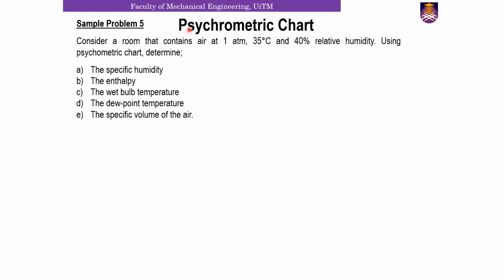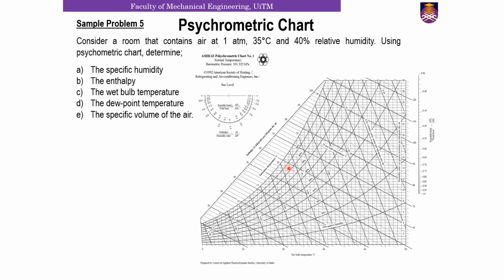We need two parameters in order to use the psychrometric chart. What is given to you is the dry bulb temperature at 35 and the relative humidity at 40%. So use the psychrometric chart to find these 5 parameters: specific humidity, enthalpy, wet bulb temperature, dew point temperature, and the specific volume of the air. Now let's look at how to find that.